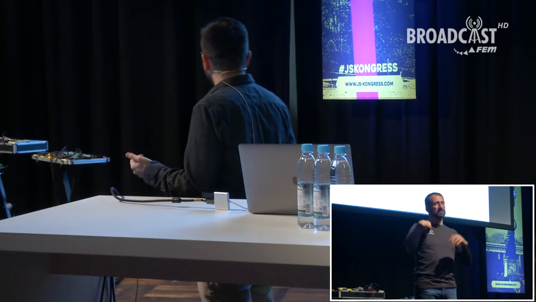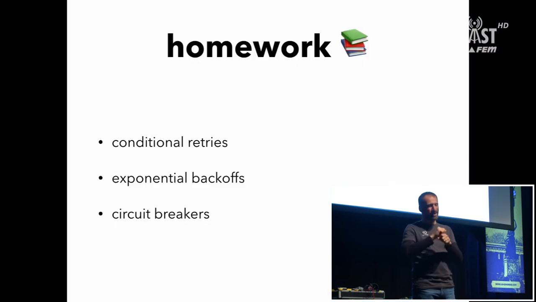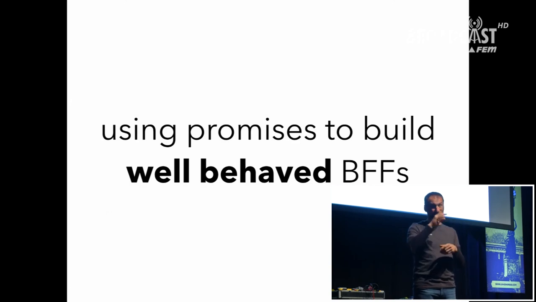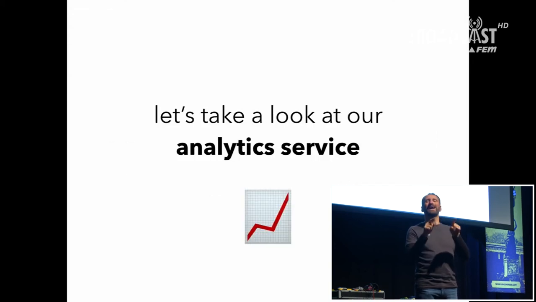And of course, this thing can get even more complex. I could keep going for maybe another 20 minutes on extra things that we can add on top of that. But if you're curious, I would recommend checking out conditional retries, exponential backoffs for when things start to fail across my services, and even circuit breakers that you can build with libraries using promises. So let's take a look at another example of how you can use promises or async await to create well-behaved BFFs. Let's take a look at another service.